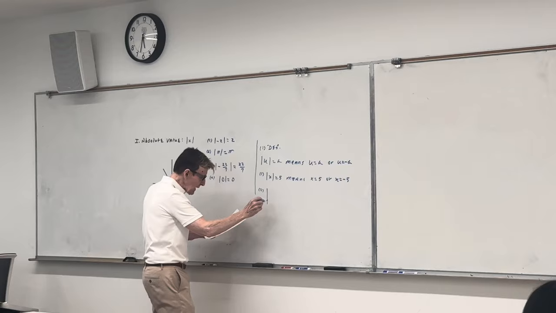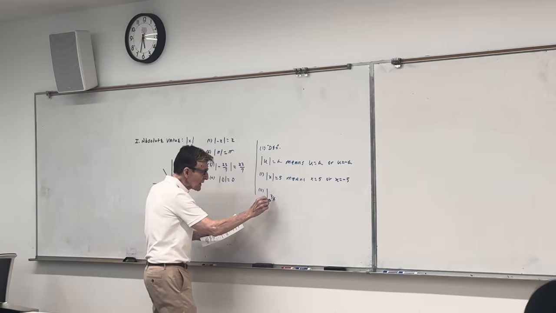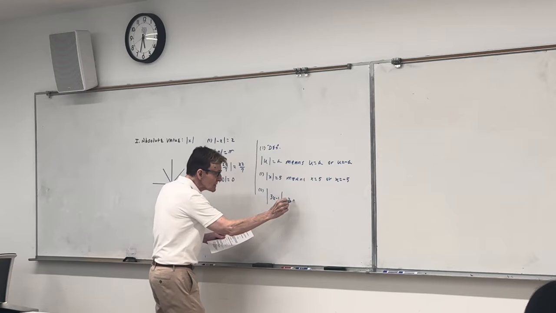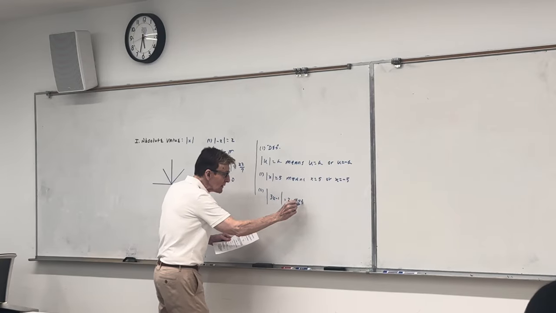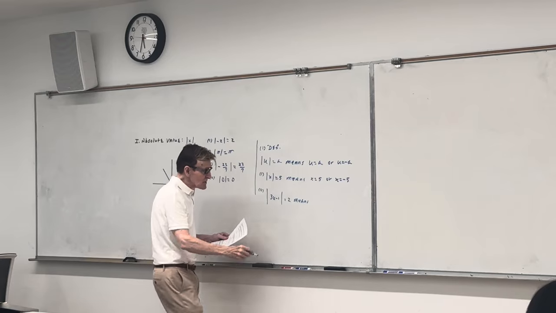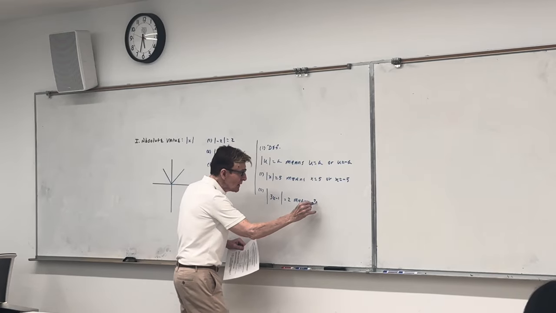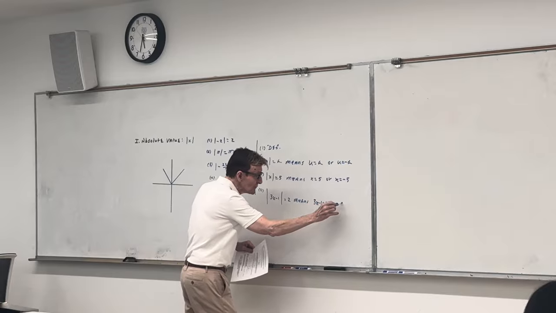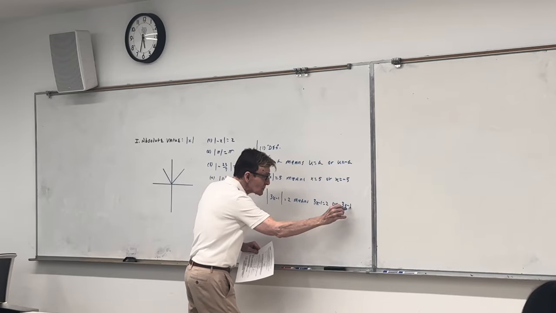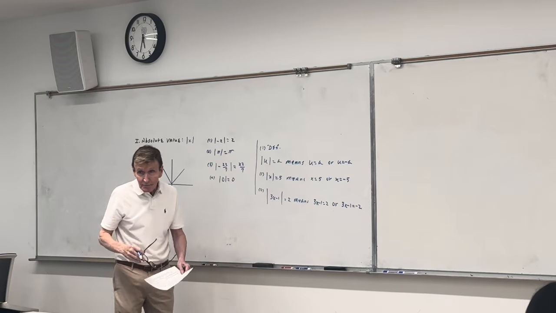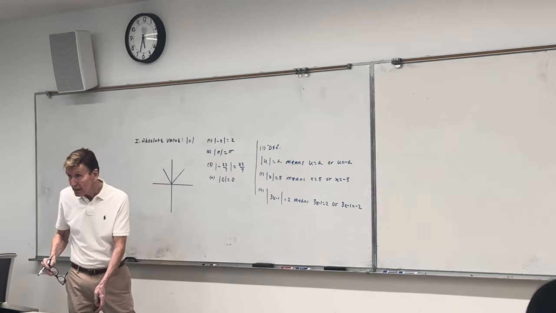On the handout here, I have something like this: absolute value of 3x minus 1 is equal to 2. Now, what does that mean? If I use that basic definition at the top there, it means 3x minus 1 is equal to 2, or 3x minus 1 is equal to negative 2. Same thing. That's the definition.